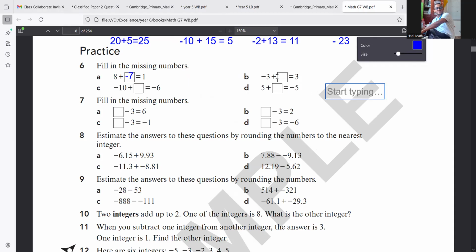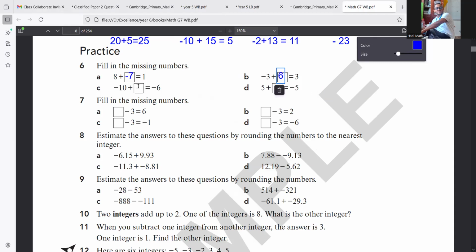B, negative 6, negative 3. The answer is positive, so this answer here should be a positive number. And a number that is bigger than negative 3, which is going to be what? It's going to be 6. So negative 3 plus 6 equals positive 3.